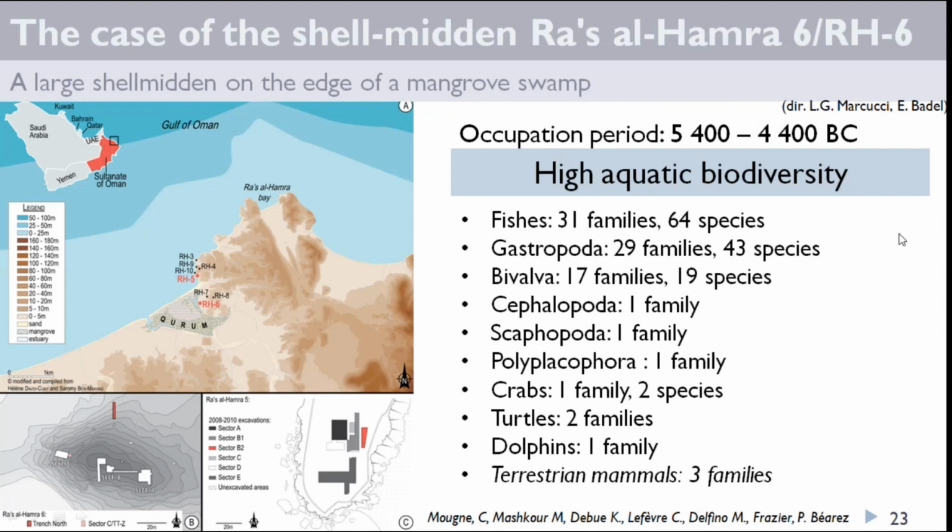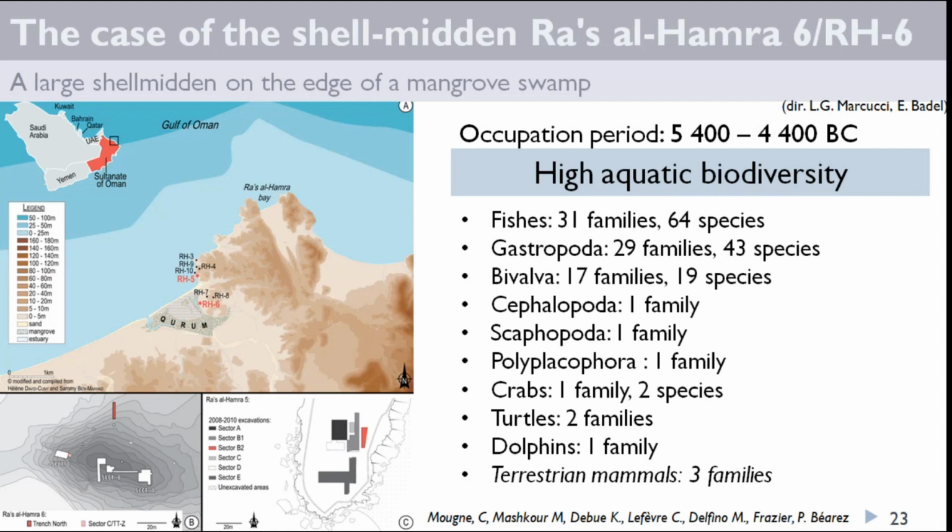What we can see at first glance, when you look at all the results of the bioarchaeological data, is that there is a high aquatic biodiversity present in this material. For example, for the fish, 31 families were registered, with 64 species. And apart from the fish, we can also find a lot of different taxa which came from the marine and aquatic environment. For example, my colleague Caroline Moon identified many families of gastropoda, many families of bivalva, but also cephalopods, scaphopods, crabs, polyplacophora.